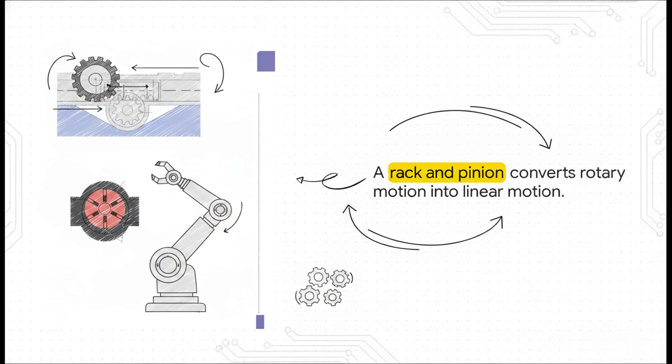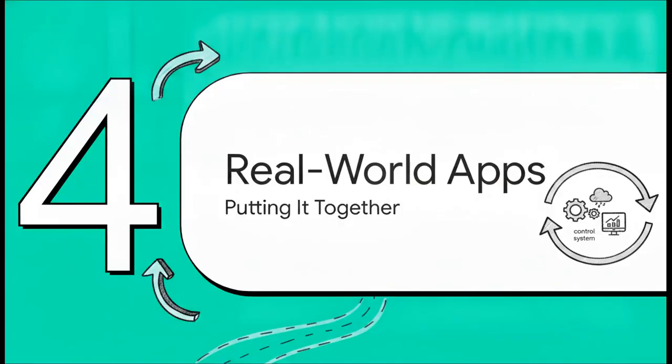This kind of mechanical rotary actuator is absolutely crucial for complex tasks, like moving the joints of a robotic arm in an automated car factory. All right, let's bring this all together in Section 4, Real-World System Applications. We've got our inputs and outputs. Let's see the complete loop in action.